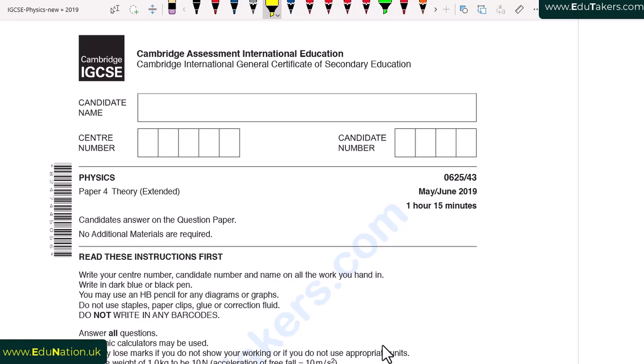Today we are going to solve IGCSE Physics Paper 4 Theory Extended held in May or June 2019, and the paper code is 0625 with variant 43. So let's start from question number 1.